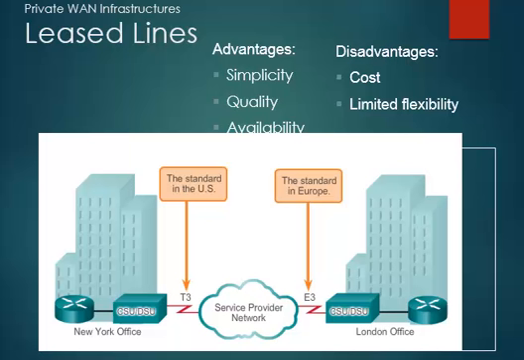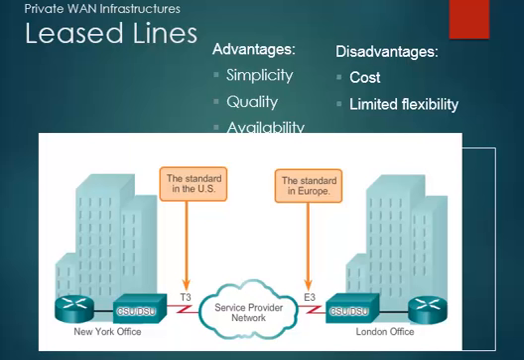Now we're going to review private WAN infrastructures, starting with leased lines. When permanent dedicated connections are required, a point-to-point link is used to provide a pre-established WAN communications path from the customer premises to the provider network. Point-to-point lines are usually leased from a service provider and are called leased lines.